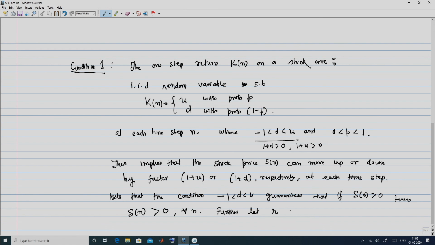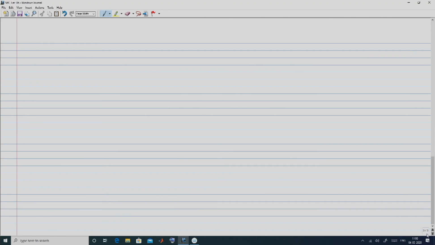Now, further, we let R be the risk free rate for a single time step. So, R being the risk free rate basically means that if you invest an amount of S0 in a bond today, and R is the interest rate that is prevailing for a single time period, then at the end of that time period you will receive an amount of S0 into 1 plus R.